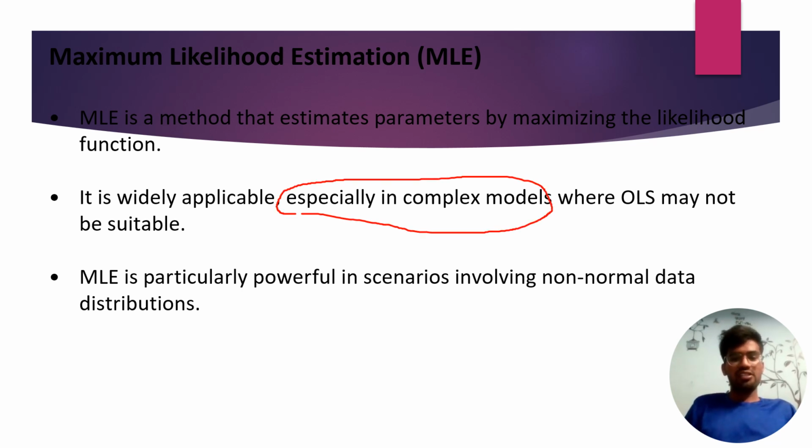We simply say that ordinary least squares is used for linear or simple problems. Maximum likelihood is used for complex and very difficult problems or difficult empirical estimations. It is particularly powerful in scenarios involving non-normal data. It means a complicated data set, with graphs or distribution models, with high quantity or bulk amounts.